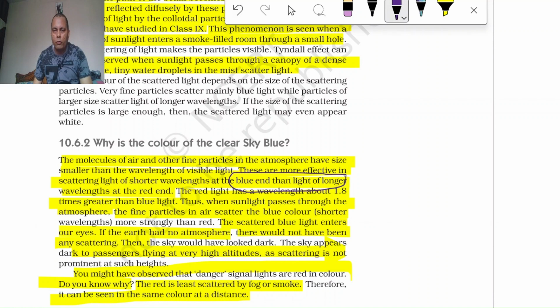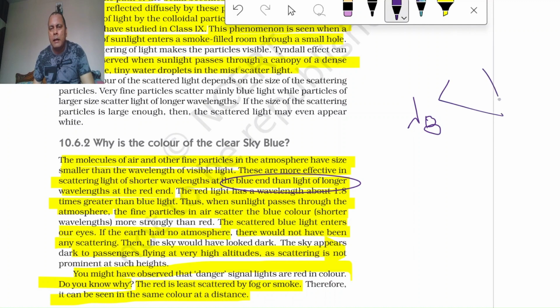So, lambda for blue is lesser than lambda for red. Let's talk about lambda: lambda is the wavelength. Lambda for blue is always lesser than lambda for red, and the bending of blue is also higher than the bending of red.